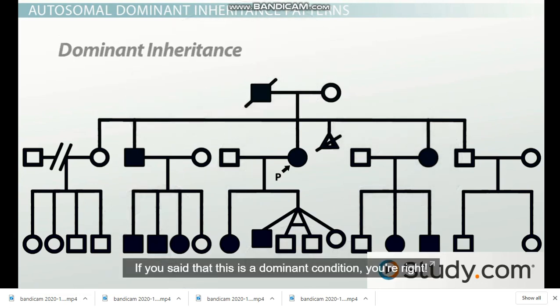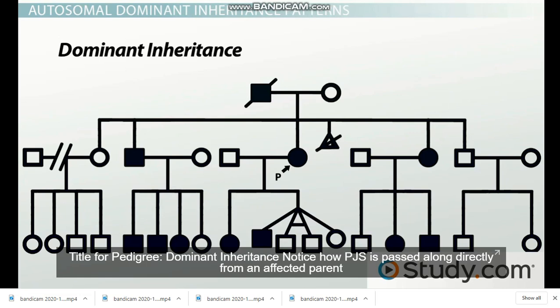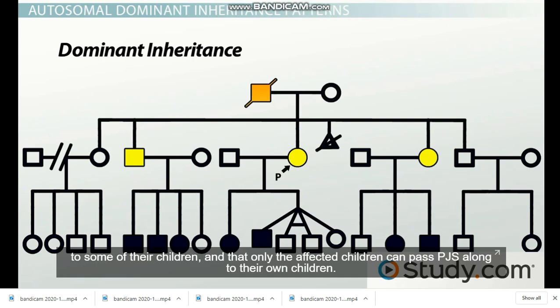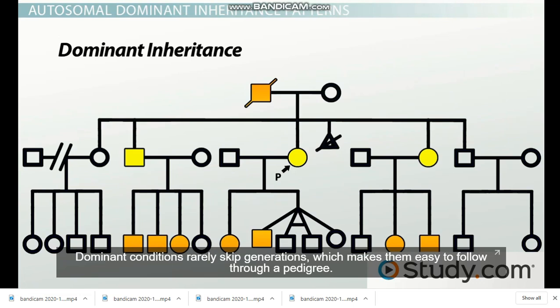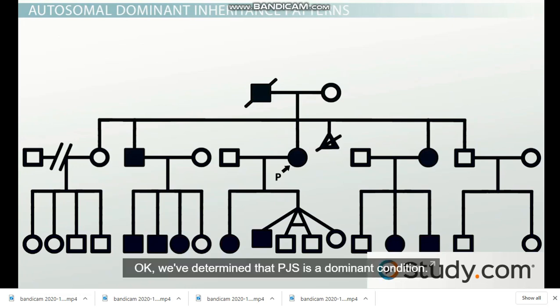If you said that this is a dominant condition, you're right. Notice how PJS is passed along directly from an affected parent to some of their children, and that only the affected children can pass PJS along to their own children. Dominant conditions rarely skip generations, which makes them easy to follow through a pedigree. Now, there are some exceptions to this rule, but that's another topic for another day. Okay, we've determined that PJS is a dominant condition.